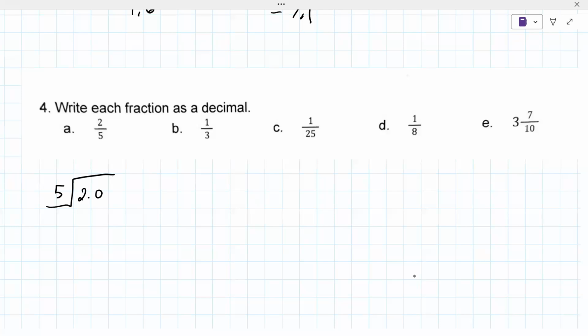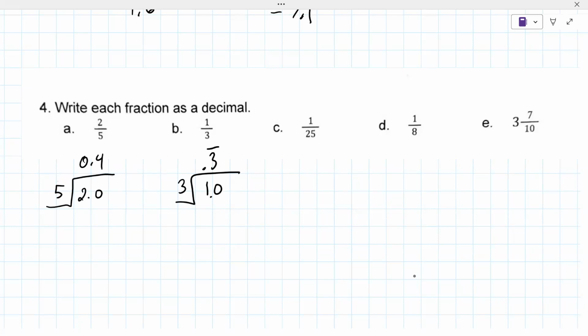0.4. 0.3 repeating. It's just 0.4, not 0.4 repeating. B is a repeating one. 0.3 repeating, yeah. Okay, good. How about for C?